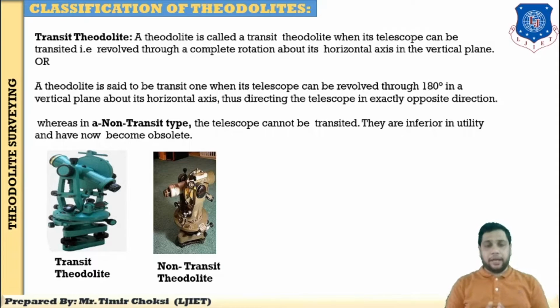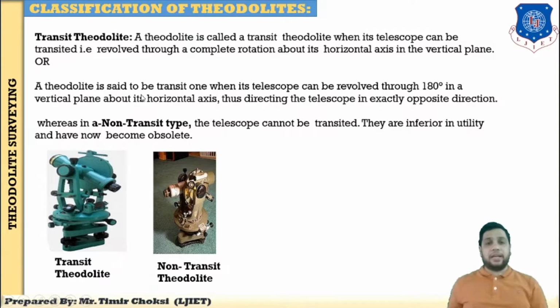So transit theodolite means a theodolite is called a transit when its telescope can be transited, revolved through a complete rotation about the horizontal axis. Carefully listen: horizontal axis in the vertical plane means the telescope can be transited through 180 degrees, a complete rotation about a horizontal axis in a vertical plane. So it's called a transit theodolite.